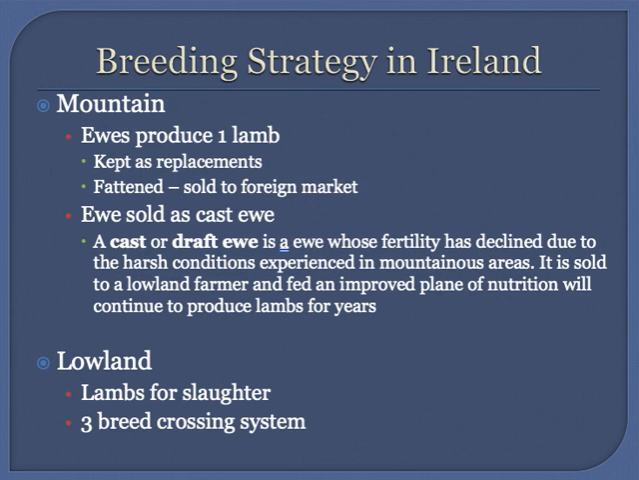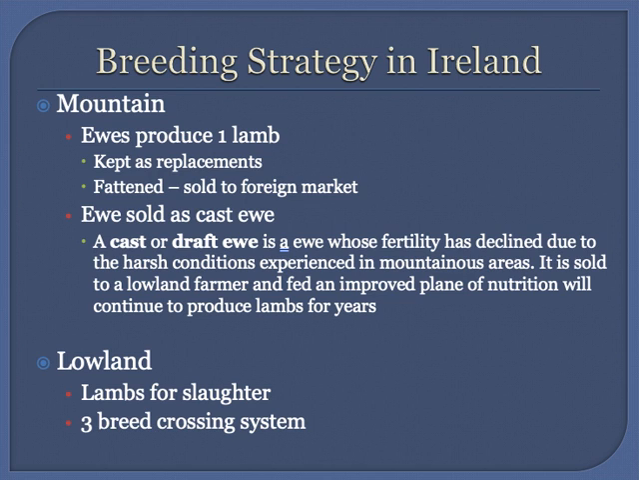Sorry, just before I look at that, our breeding strategy in Ireland then, if you're talking about mountain production, first of all, your ewes typically will only produce one lamb, and that's mainly because of the breed that you're talking about, like your black-faced mountain sheep, and also because of the lower plane of nutrition that they're going to be fed on. You've very little control over what they're eating.